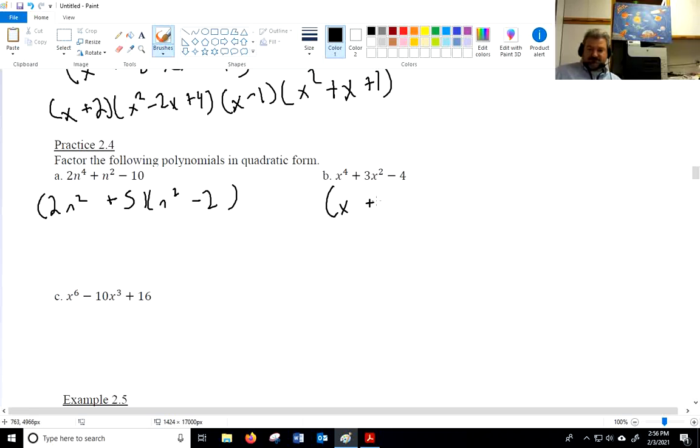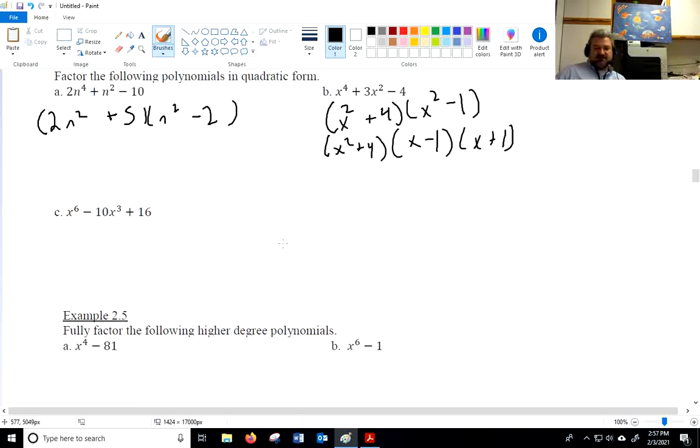x to the 4th plus 4 is x squared plus 4 and x squared plus 4, and then x squared minus 1. This is not factorable. It is done because that's not a difference. But this has got ways to go.